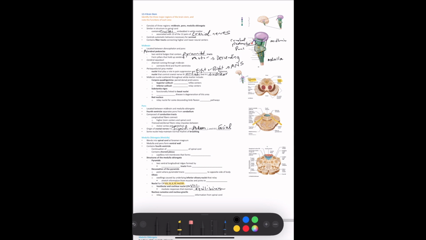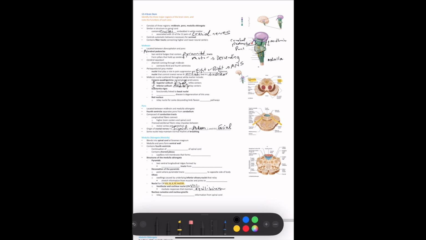Working our way back up to the midbrain, you've got the corpora quadrigemina. The corpora quadrigemina can be shown right over here. So that's these two structures, this one and this one. This one at the top will be B, and then this is C. So B is the superior colliculi, and C is the inferior colliculi. The superior colliculi is for our visual reflex centers, and inferior colliculi is for auditory relay centers.